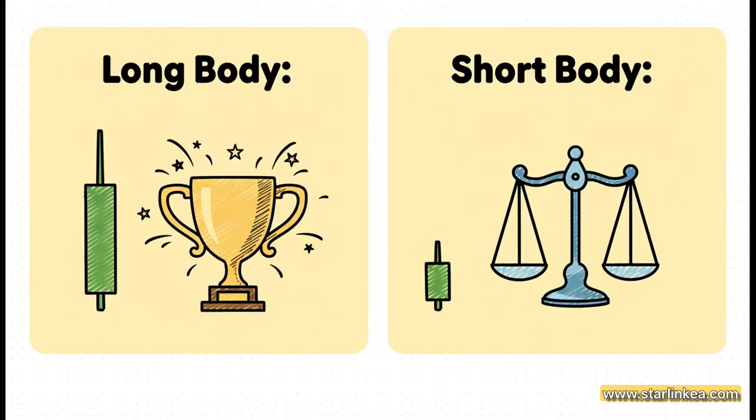And this is where it gets really interesting. The size of the body tells you so much. If you see a long body, that was a blowout, a decisive win. It means there was a ton of momentum in one direction. But what about a short, little, stubby body? Well, that's a stalemate, a nail-biter. It signals total indecision in the market, where buyers and sellers basically fought to a draw.